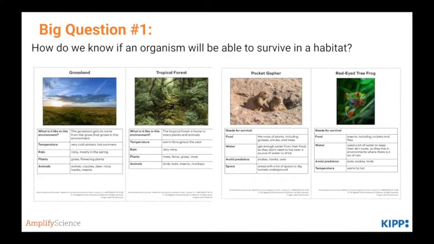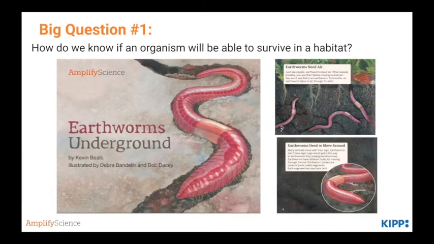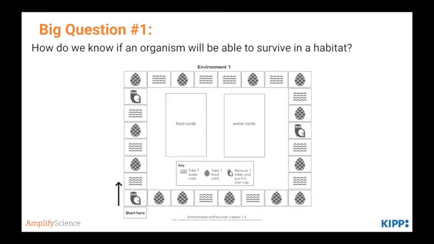In order to answer that question, we dive into this activity where kids look at the needs that various animals have for survival and the habitats or environments that help those animals meet those needs, and try to understand and make predictions about whether an animal like this, a gopher, would survive in a tropical forest better or would survive in a grassland better. Students read the book Earthworms Underground to learn about all the different adaptations or physical traits that earthworms have that enable them to meet their needs in the environment of the soil.